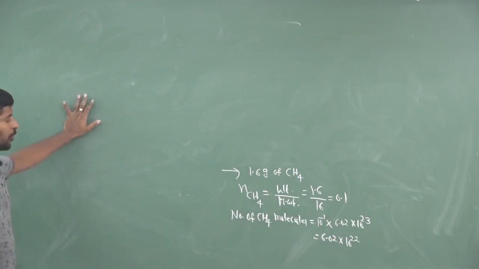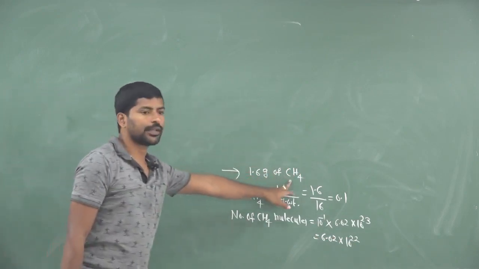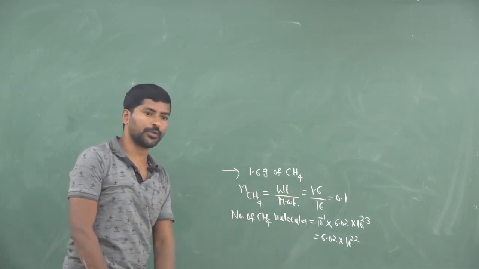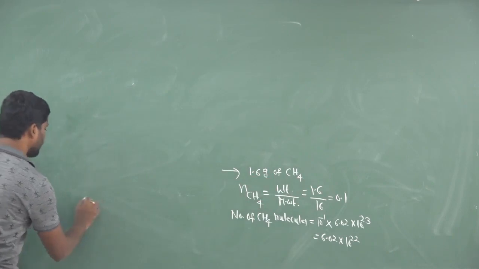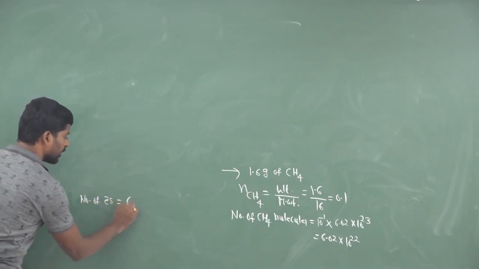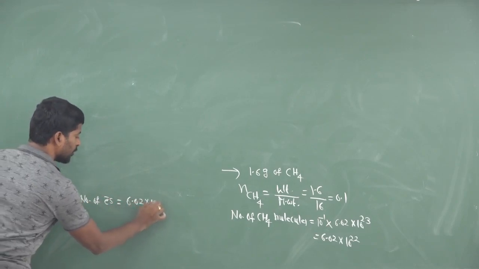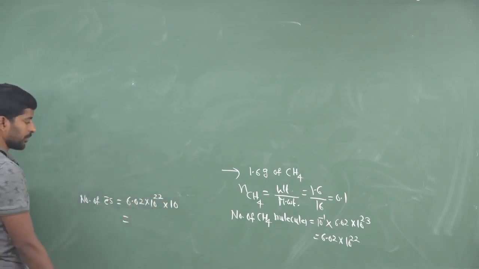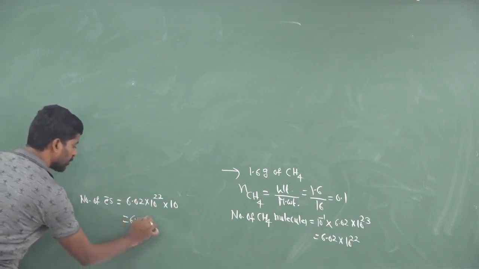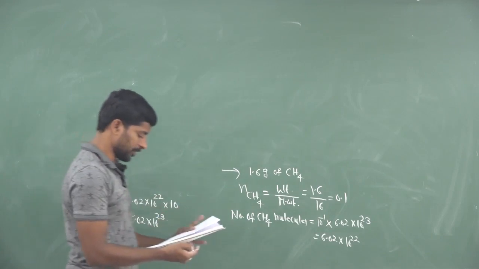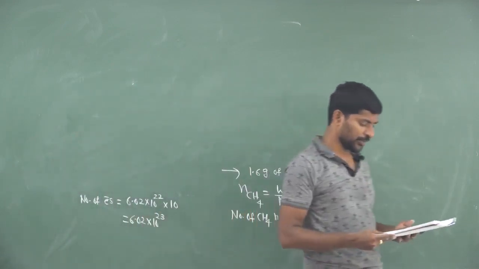Each methane possesses how many electrons? 10 electrons: 6 from carbon and 4 from the 4 hydrogen atoms. So the total number of electrons present is the number of molecules, 6.02 into 10 power 22, times the number of electrons in each molecule, 10. So we get 6.02 into 10 power 23 electrons.